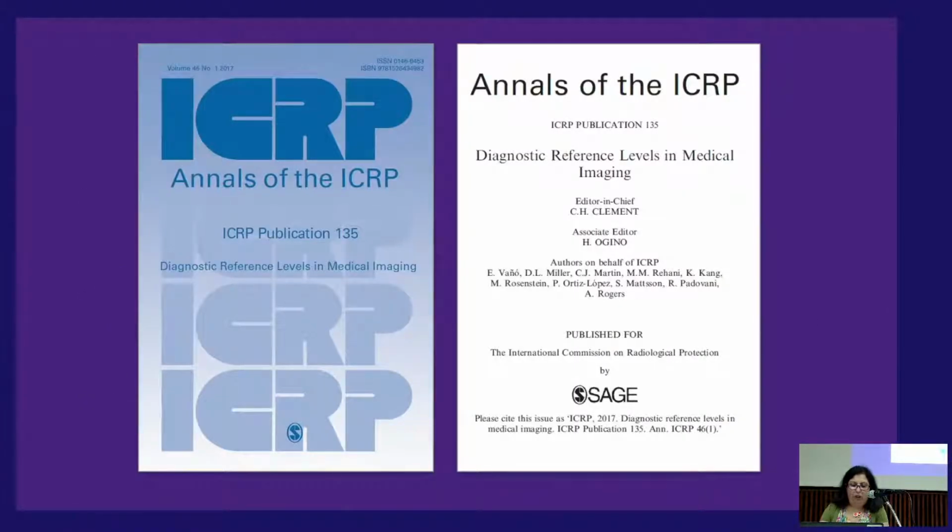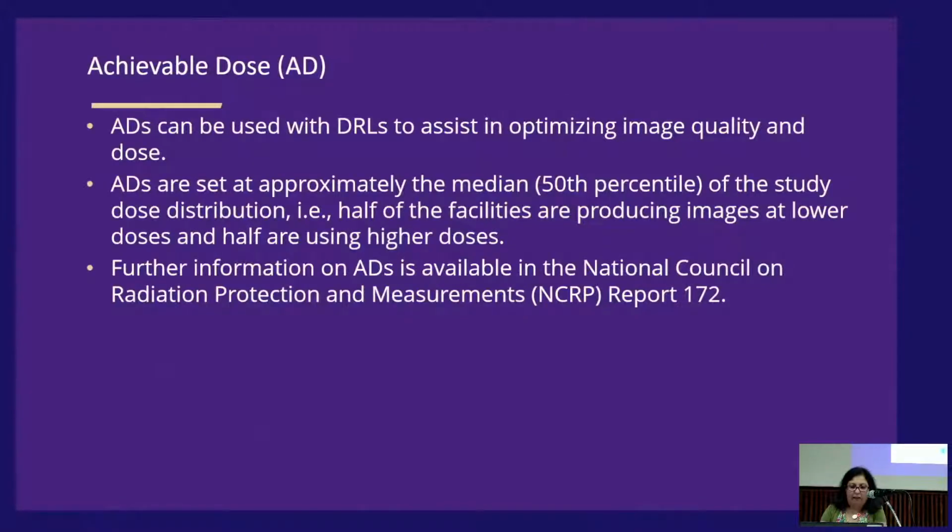So we follow, and I think even yesterday it was mentioned, Annals of the ICRP, ICRP Publication 135, which is a fantastic publication on diagnostic reference levels. And I think it's openly available on the AAPM website. It's available to all members for free. I don't know in Thailand if it's available. Okay, it's available for free as well. Really great resource to read about diagnostic reference levels.